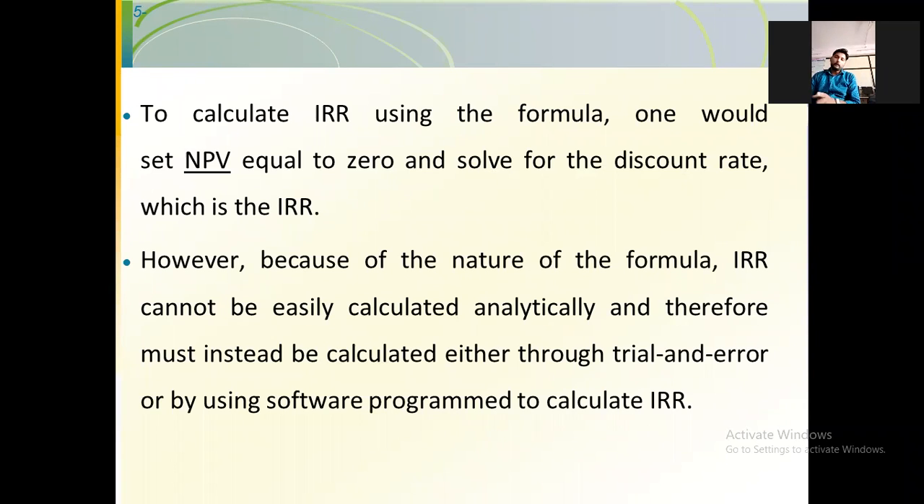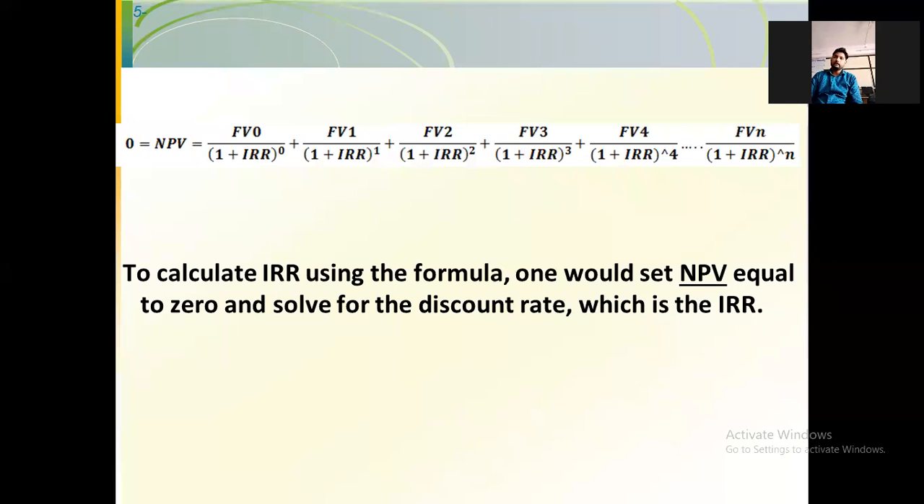At what value you are getting NPV equal to 0 by the trial and error method, that will be considered as your internal rate of return.